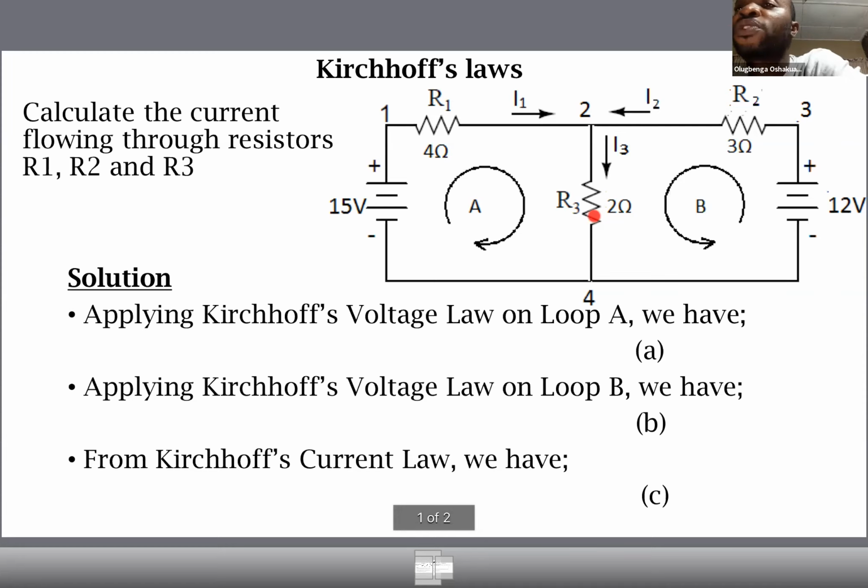R1 and R3 are in parallel, because for us to say two resistors are in series, the same current should flow through them. And for us to say they are in parallel, the same potential should drop across them. But looking at R1, R2 and R3, it's possible to have different currents flow through each of them, and it's also possible to have different potentials drop across each of them.